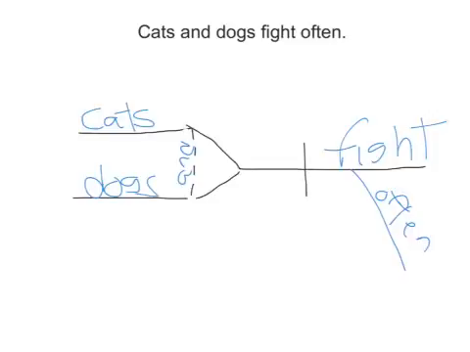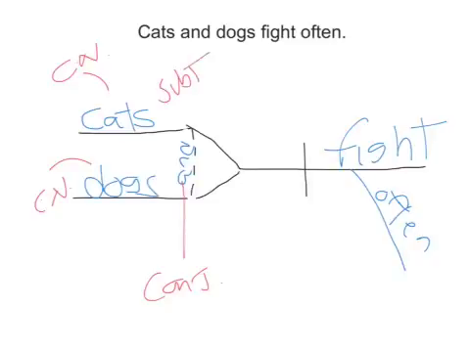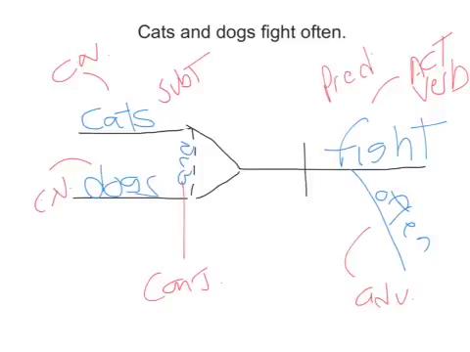Okay, so common noun, conjunction. Subject of the sentence is all of this information here. What do? They fight. So that's my action verb. How do they fight, or when do they fight? Often. So that's an adverb because it's describing fight. And this is our predicate.